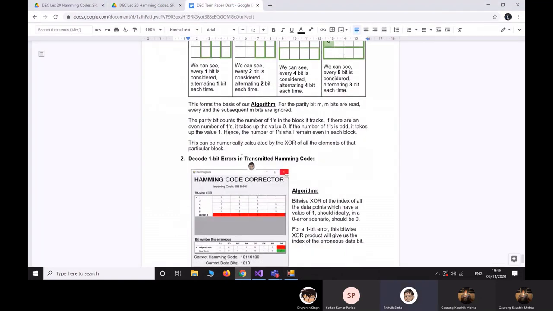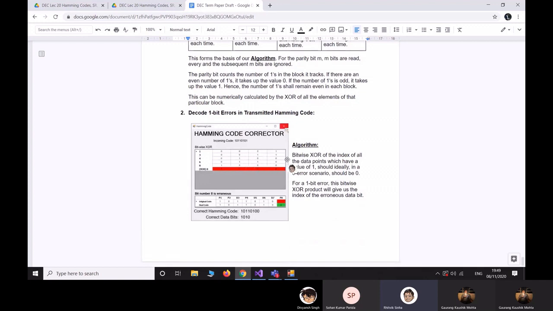Moving on to the 1-bit error correction part. For the error correction, we use the bitwise XOR, and in this case, we check the indexes of all the bits of the code which have a 1 in them. For example, in the screenshot attached, we have the data 10110101. So the ones are present at the first, third, fourth, sixth, and 8th bits. If we take the bitwise XOR of 1, 3, 4, 6, and 8, we get a value of 8, which translates to the fact that the error is contained in the 8th bit.